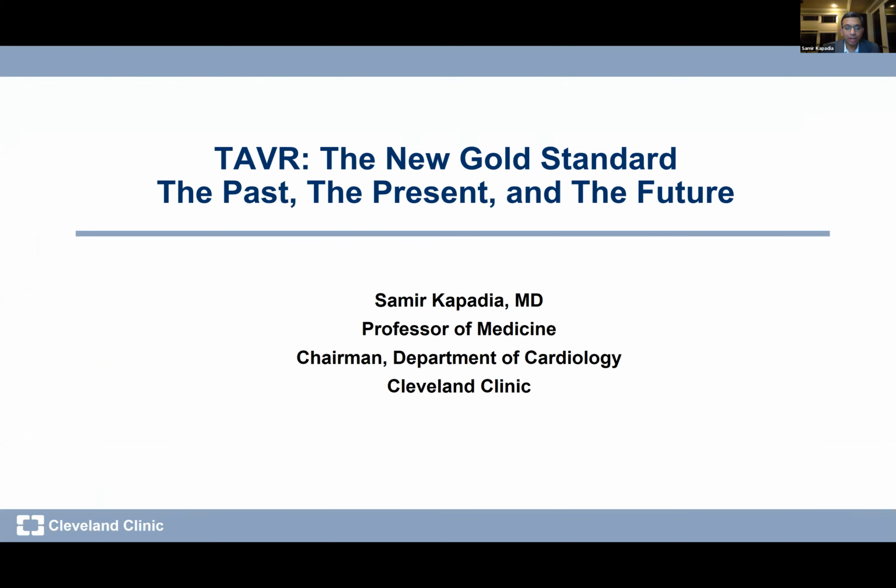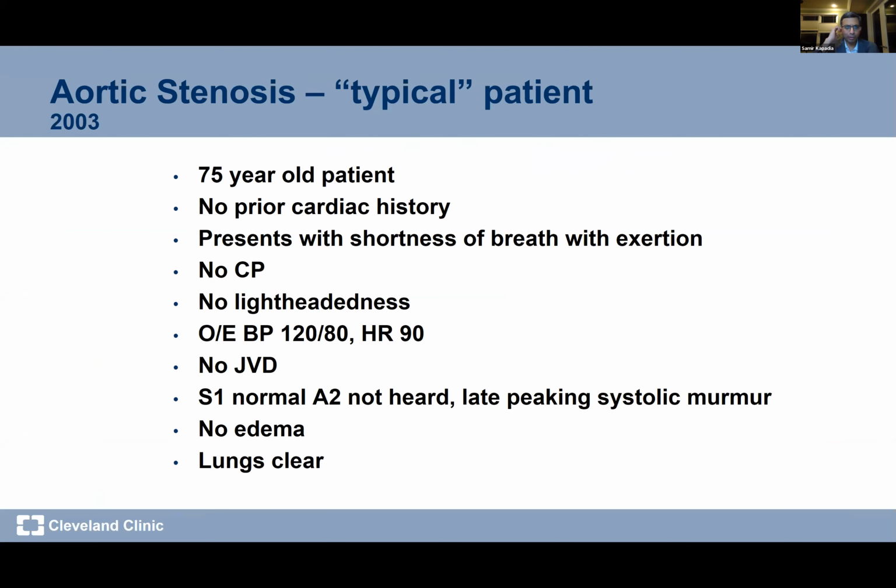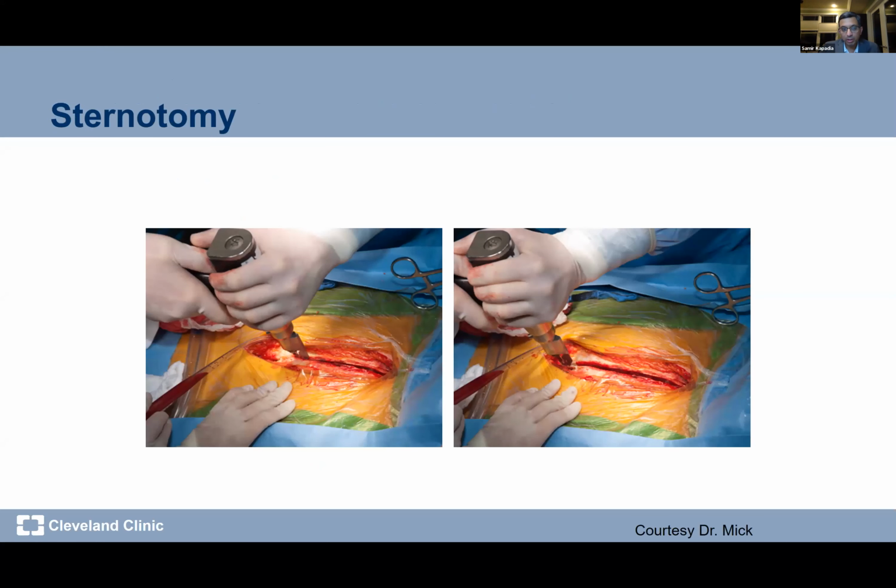Thank you for the kind introduction. We started this journey in 2003. Of course, Dr. Cribier had done the first case. So this is 2003. The typical patient at Cleveland Clinic used to be a 75-year-old man with aortic stenosis, and this was the approach. So I went to see Dr. Cosgrove and said, Dr. Cosgrove, we want to try this percutaneous valve.